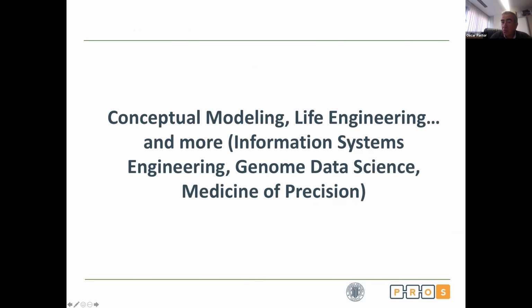And let me show you some very simple examples. So conceptual modeling, life engineering, data-intensive domains, information systems engineering, precision medicine, genome data science, all these terms are, in my honest opinion, something that we are going to listen to more and more during the next years, probably during the next months already, because the news that this working area generates are just running continuously.